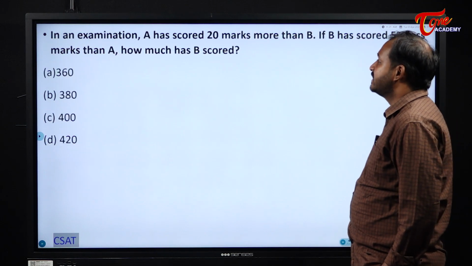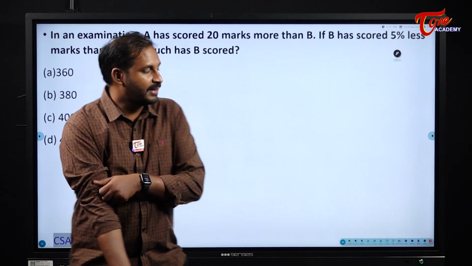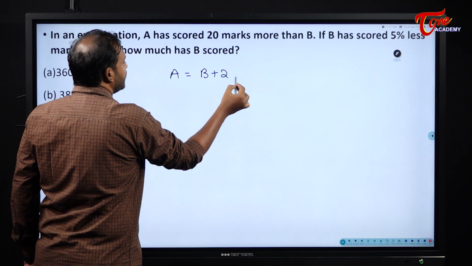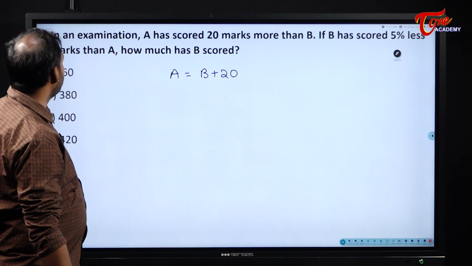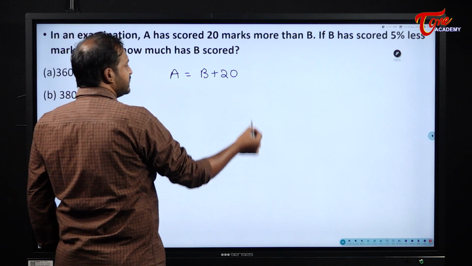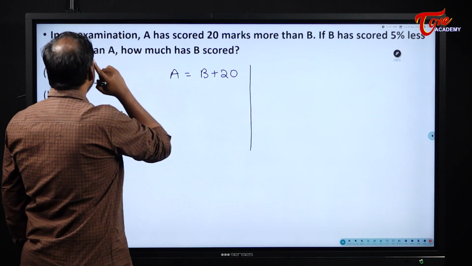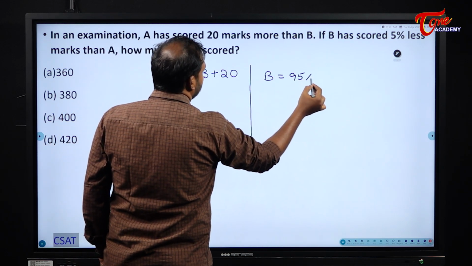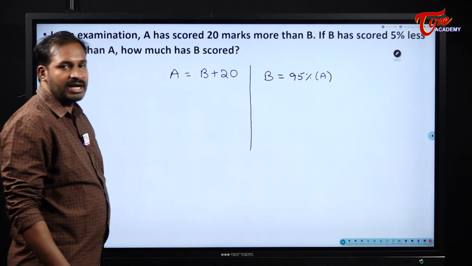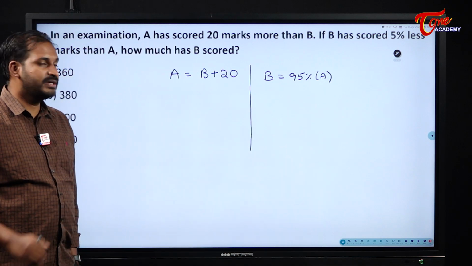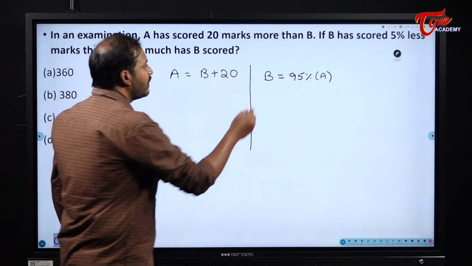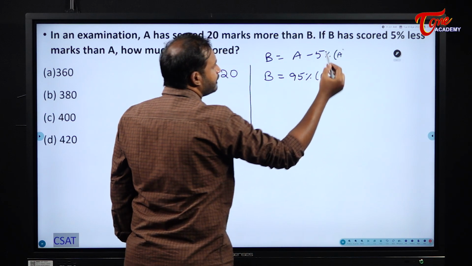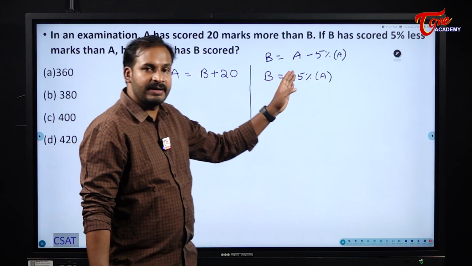Next one. In an examination, A scored 20 marks more than B. That means what can I write? A scores B plus 20. Why? Because he is scoring 20 more than B. If B has scored 5% less marks than A, already we solved a similar one. If B scores 5% less marks than A, what can I write? 95% of A. B is equal to 95% of A. Why? Because B is scoring 5% less marks than A. Actually, what we need to write, first step will be A minus 5% of A. A means what? 100% of A.